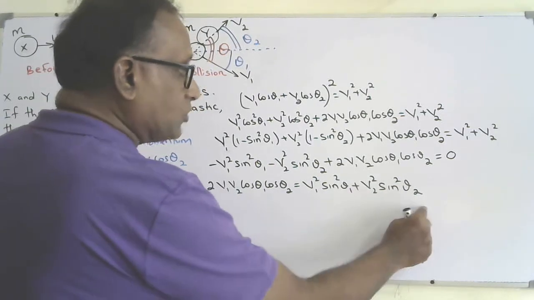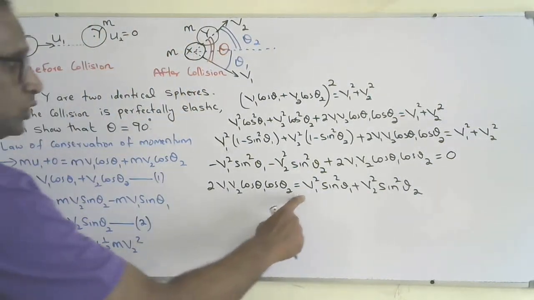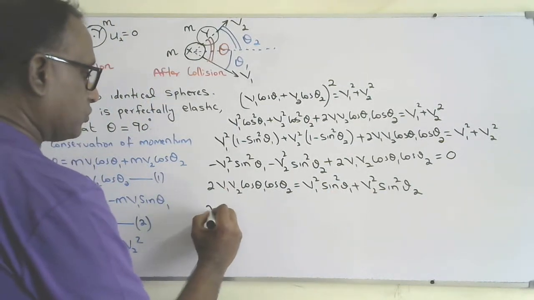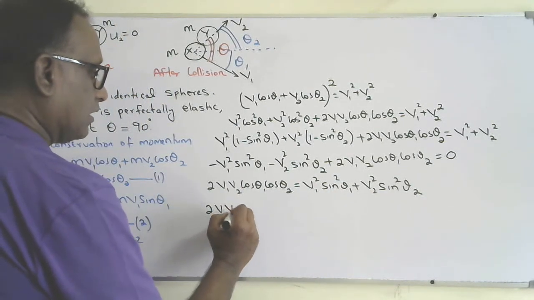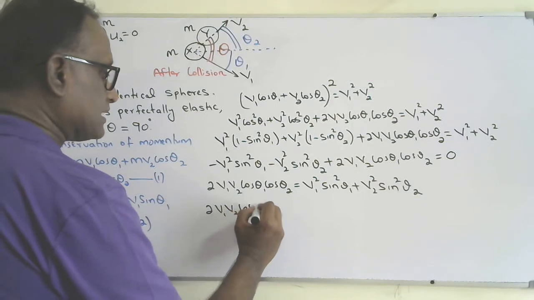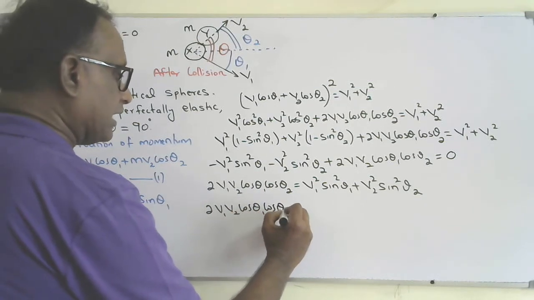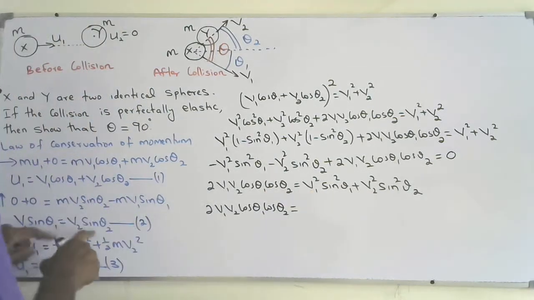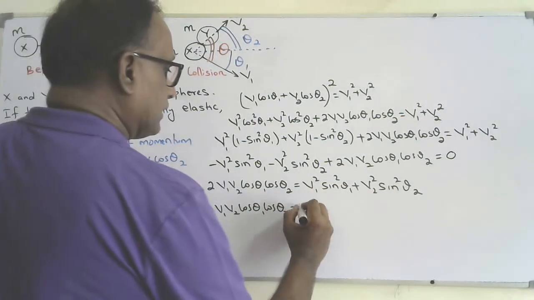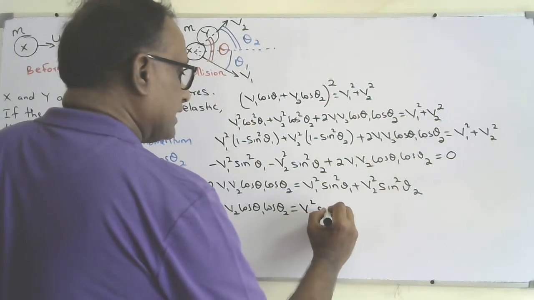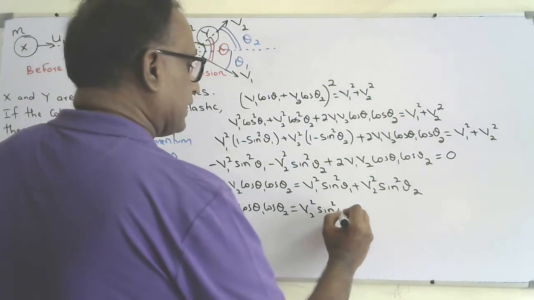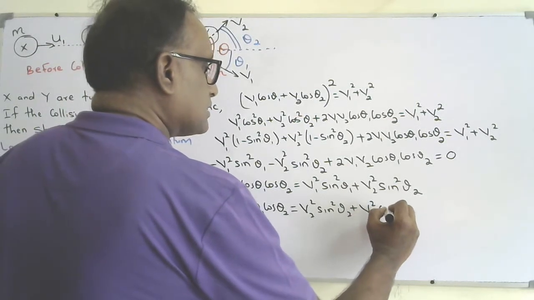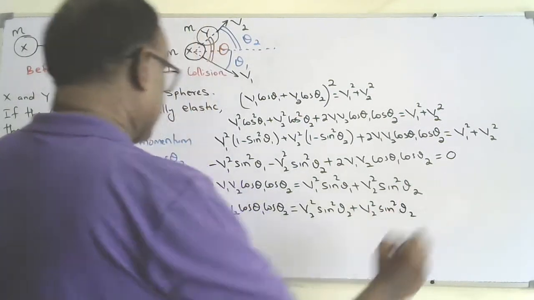So if I add those two, it will become 2 V2 squared sine squared theta 2. Anyway, I'll show that one again. I'll show that V1 V2 cos theta 1 cos theta 2 equal, instead of V1 squared sine squared theta 1, I'm going to substitute V2 squared sine squared theta 2 plus V2 squared sine squared theta 2.